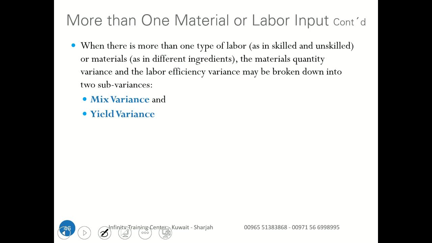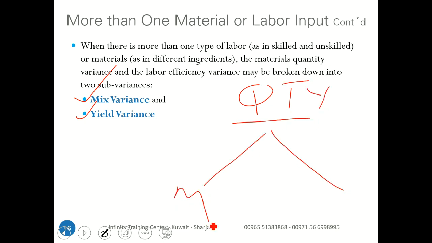There can be two ways the quantity variance can happen. The one is because of the mix. The mix is being different than the standard, or yield variance. The total material used is different from the standard. So the total quantity variance we are distributing into two. One is mix, the other one is yield.